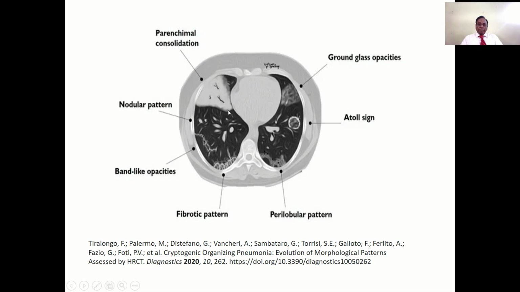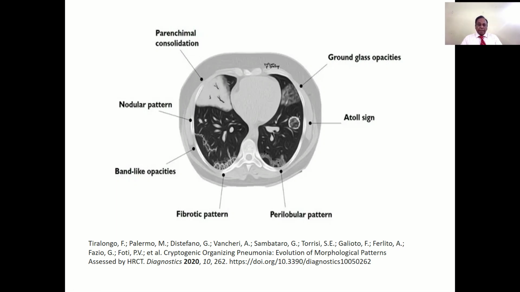Organizing pneumonia can present with any radiological presentation. Sometimes it has a typical consolidation, sometimes ground glass, sometimes nodules may be the initial presentation, or band-like opacities. Sometimes typical subpleural fibrosis may be there. All these things could be possible, and even the atoll sign. Some people call it the atoll sign, and in the exam it may also be asked. Actually, these are the findings that typically go with cryptogenic organizing pneumonia. And initially, if you happen to see such a picture, you have to follow the child.